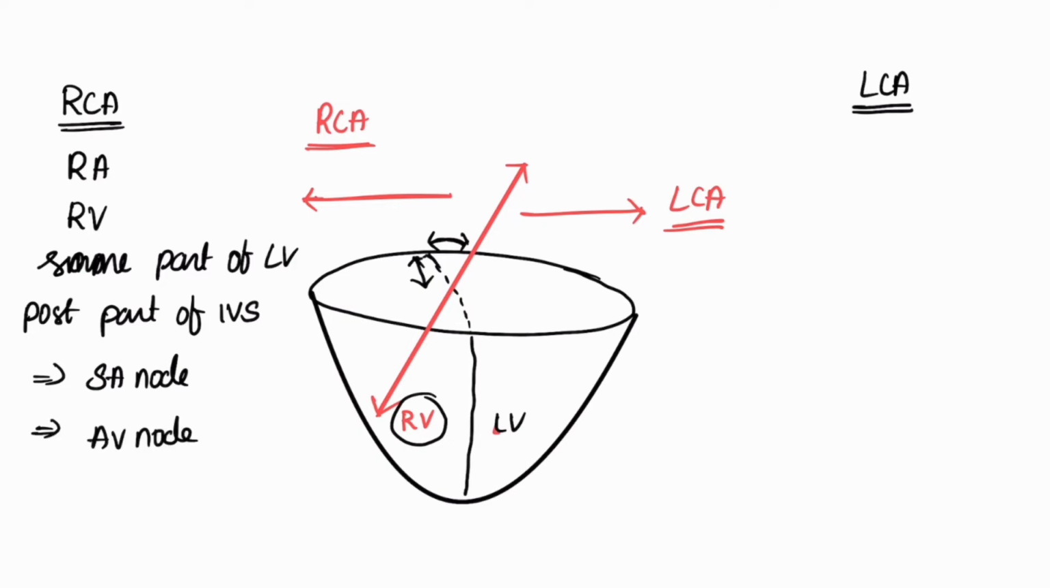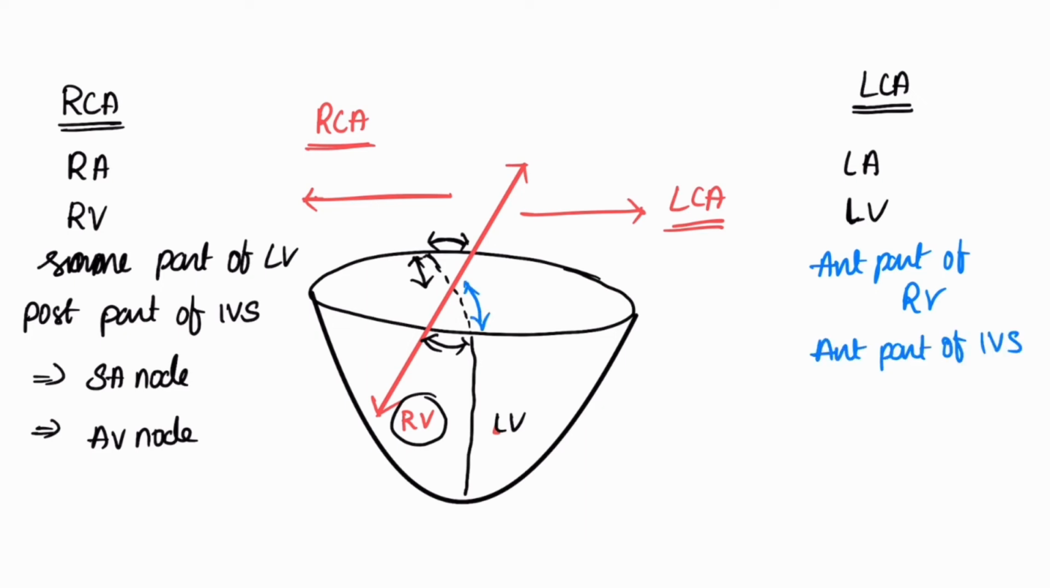Now let us look at the structures that are supplied by the left coronary artery. The left atrium, as you see in the diagram, the left ventricle, and it also supplies the anterior part of the right ventricle, and the anterior part of the interventricular septum. That's all about this.